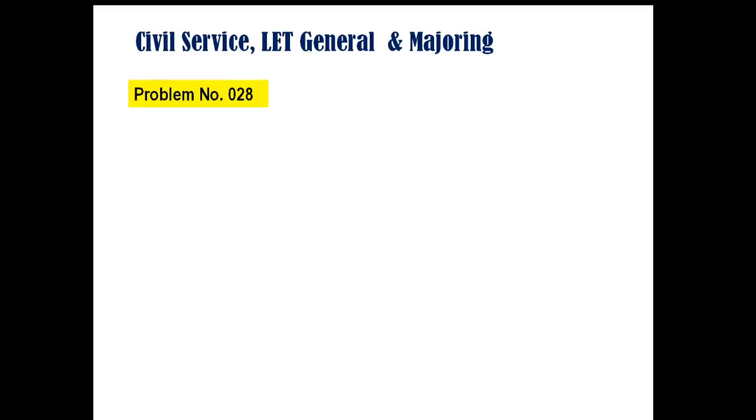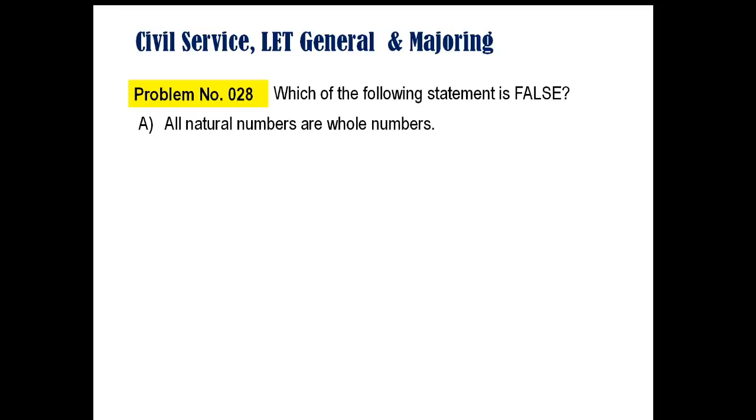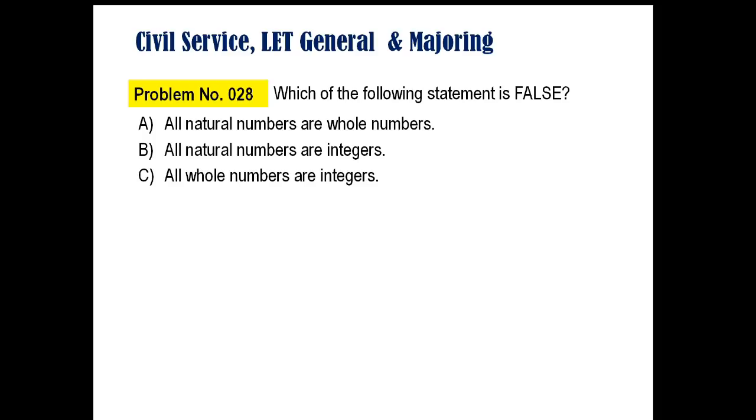Problem number 028. Which of the following statements is false? A. All natural numbers are whole numbers. B. All natural numbers are integers. C. All whole numbers are integers. D. None of these. For the solution, in the choices we are talking of natural numbers, whole numbers, and integers.